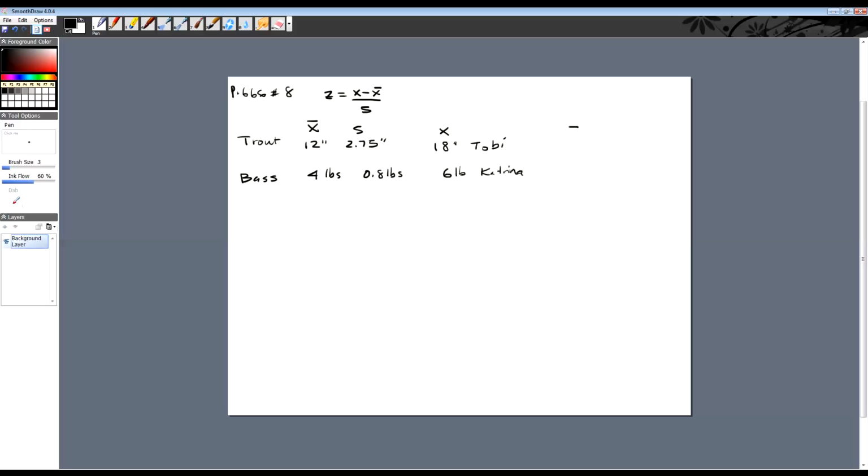So if we're talking relatively speaking here, we have to calculate the z-scores. The z-score for Toby's is going to be x minus x bar, so 18 minus 12 divided by 2.75, which is a z-score of 2.18. And Katrina's z-score is 6 minus 4 divided by 0.8, and this gives a z-score of 2.5. So in this illustration, relatively speaking, Katrina's bass was the better trophy since her z-score was higher than that of Toby's trout.